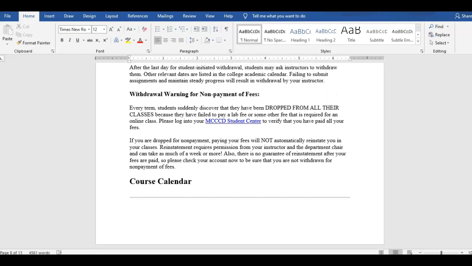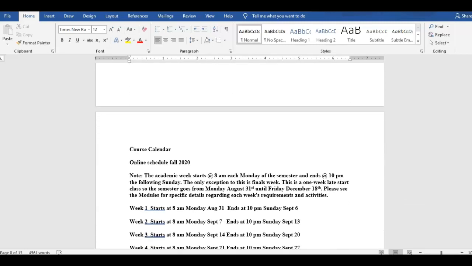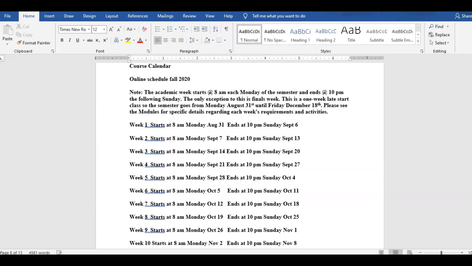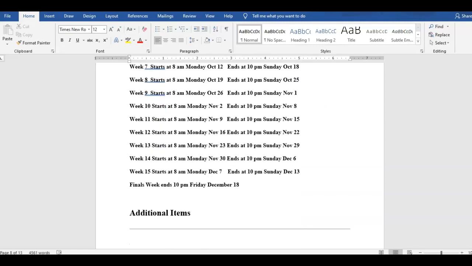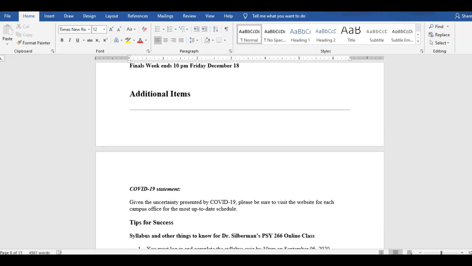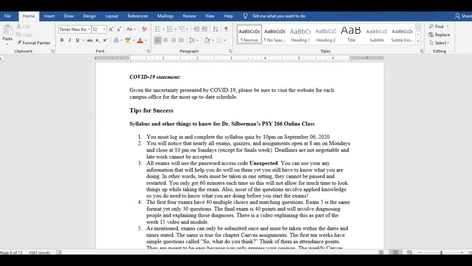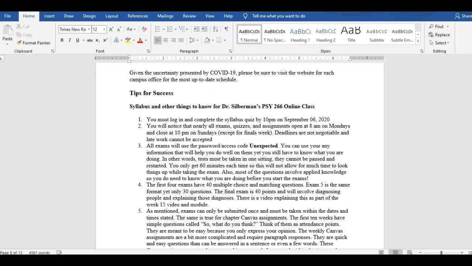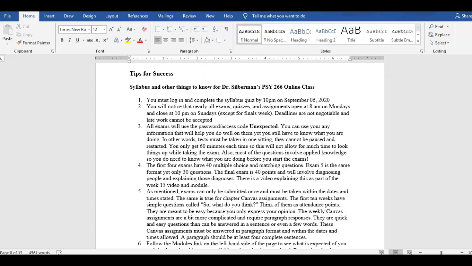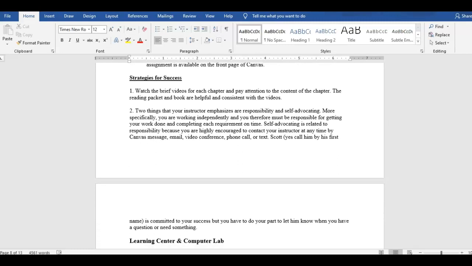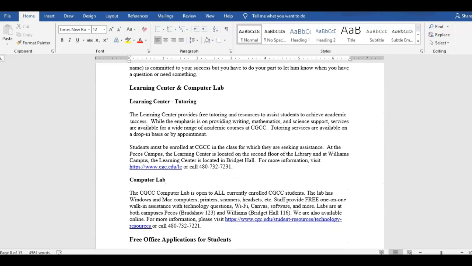You do get withdrawn for not paying. Look, it shows you each module starting the 31st, ending the 6th, so on and so forth, how this works. December 18th, that's the end of it. There's a COVID statement. We're working online this semester. We don't know when this is going to change or when it'll end. A tip for student success, or multiple tips, I should say. This is all the stuff that we went over already. It is included in your syllabus.